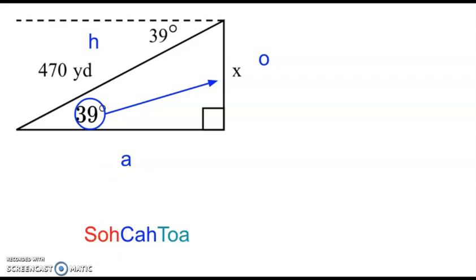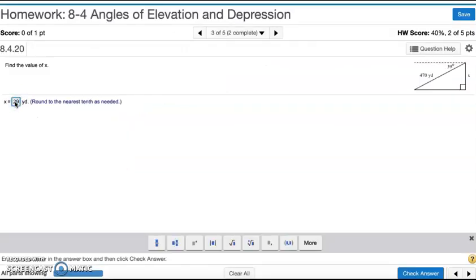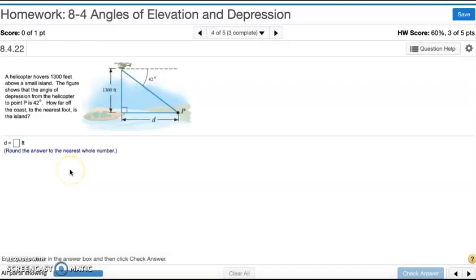So we are looking for opposite, X, and we're given the hypotenuse, so O and H is sine. So sine of 39 equals X over 470. Multiply both sides by 470, and then we multiply together, remember in degrees, and we get approximately 295.8. So let's type it in. 295.8. That's number 3.